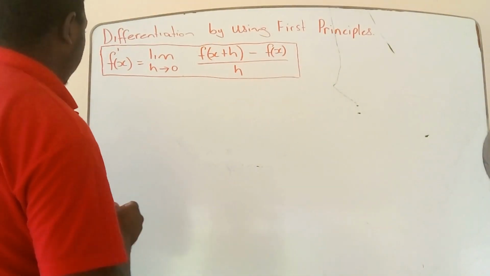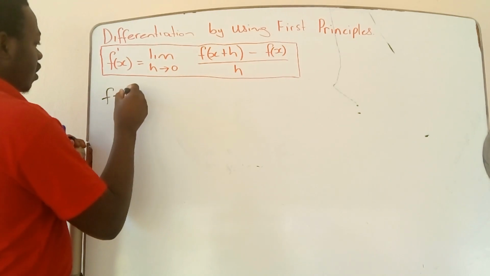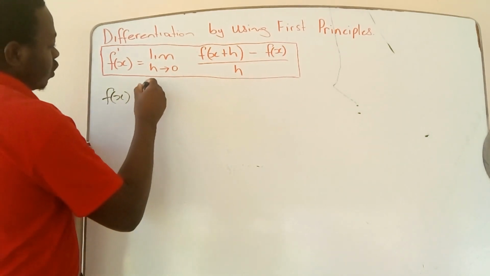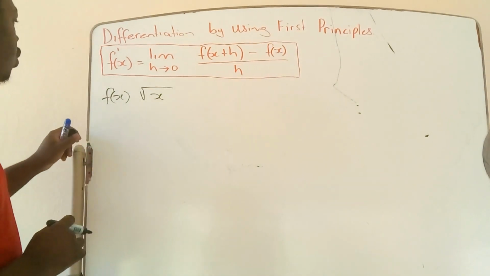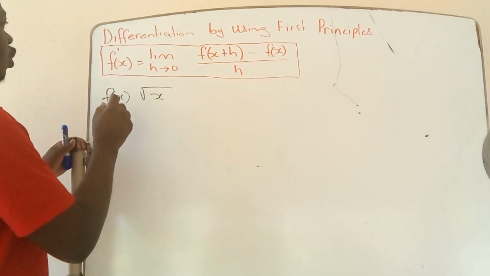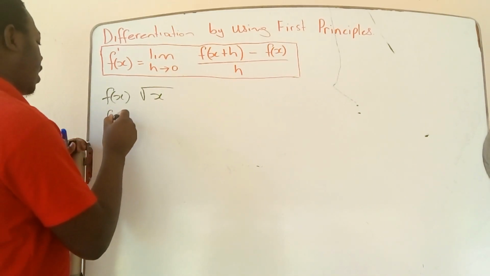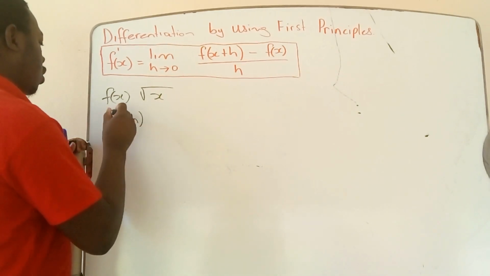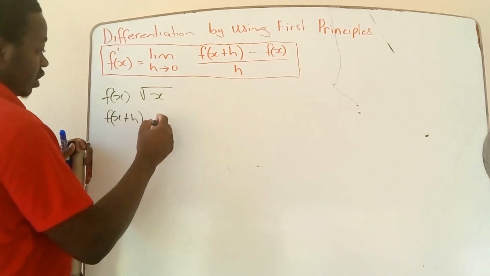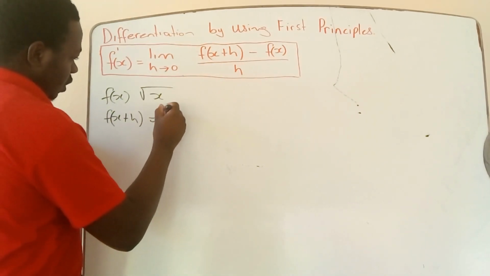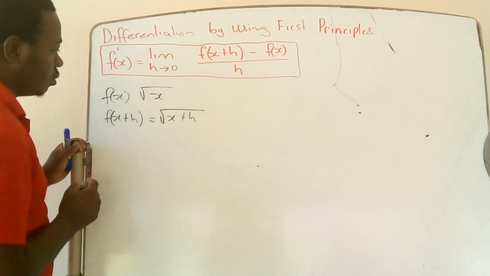Let's say that we have a function, and the function is f of x equals the root of x, right? How would you go about this? We need to find f of x plus h. So f of x plus h would equal, anywhere you see x, put x plus h. So this would equal the square root of x plus h.